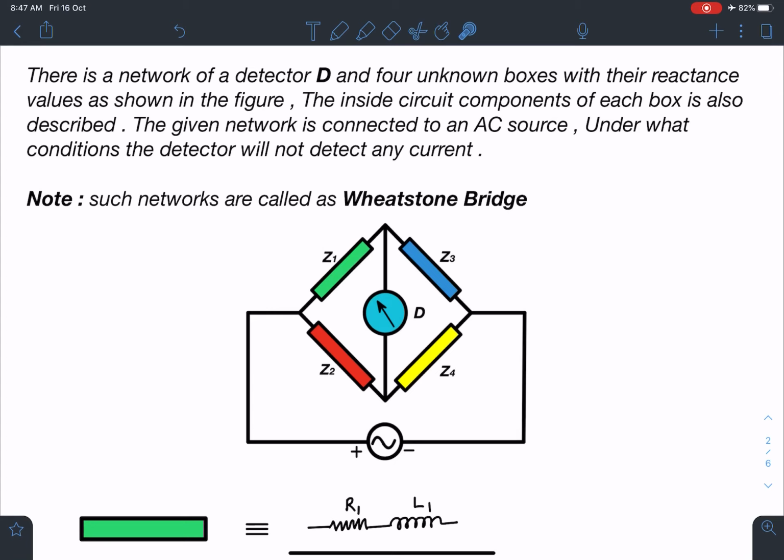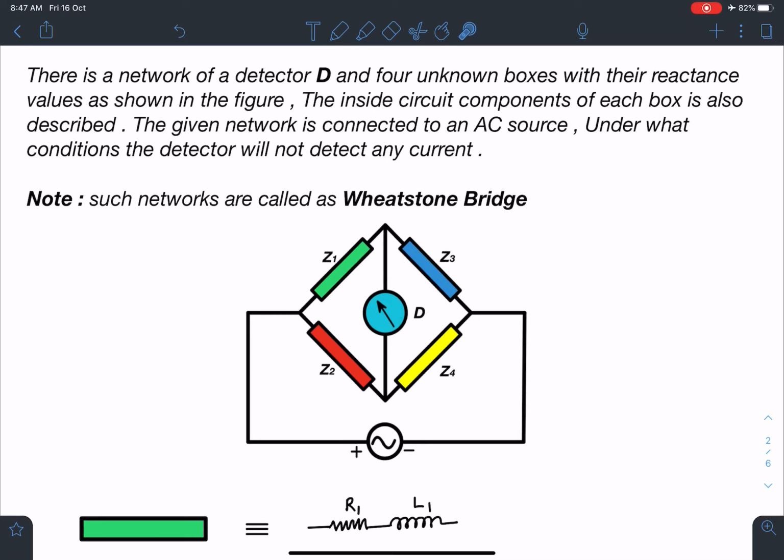There is a network of a detector D and four unknown boxes with their reactance values as shown in the figure. The inside circuit components of each box is also described. The given network is connected to an AC source. Under what conditions the detector will not detect any current? And one note is given that such networks are called as Wheatstone bridge.